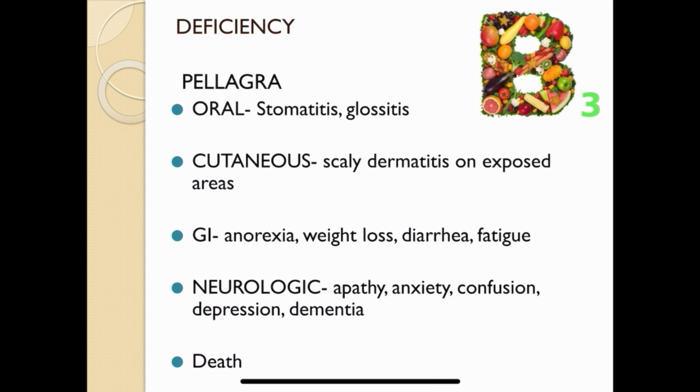The deficiency of vitamin B3 causes pellagra. What is pellagra? Around the mouth, it causes stomatitis and glossitis. In the cutaneous system, it causes sclerodermatitis on exposed areas. In GI, it causes anorexia, weight loss, diarrhea, and fatigue. Neurologically, it causes apathy, anxiety, confusion, depression, and dementia, and may also cause death.